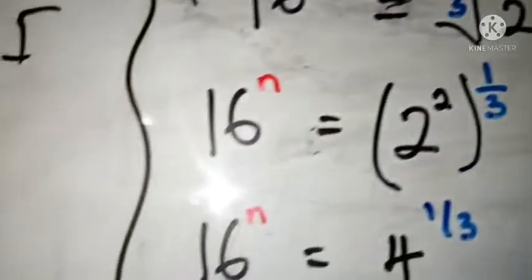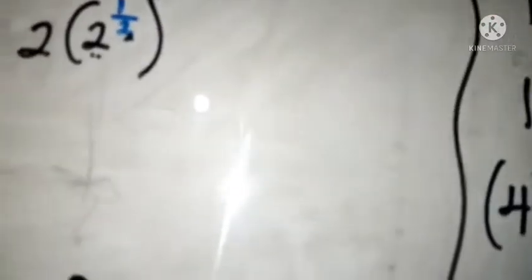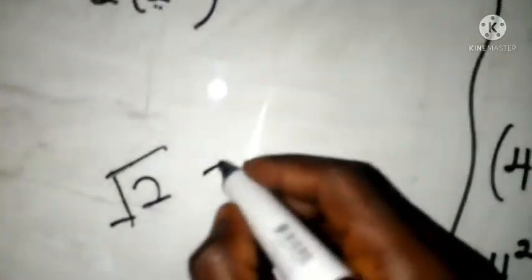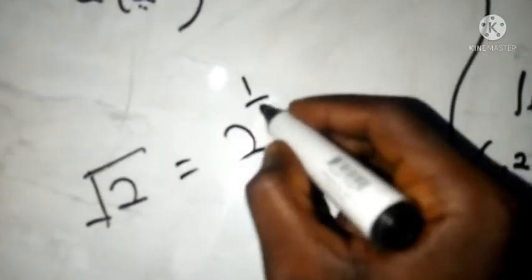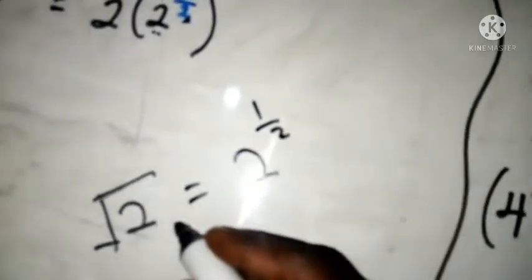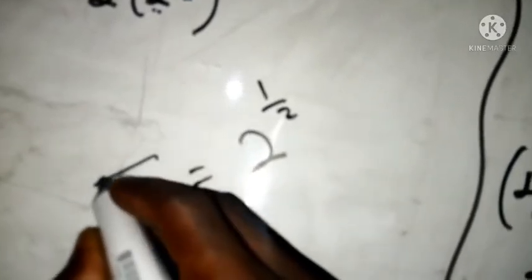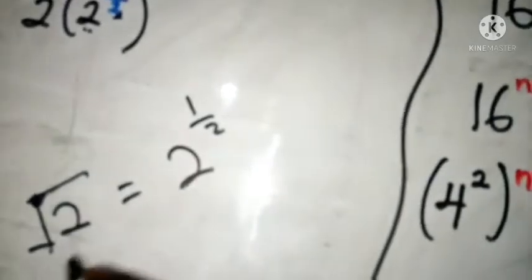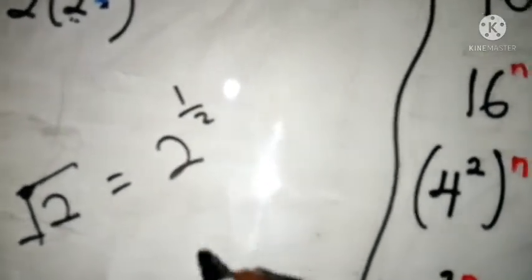Earlier in this video, or maybe in the first question, we saw that the square root of 2 can be equal to 2 raised to the power 1 over 2. So that is one trick. We are just rewriting the square root sign as 1 over 2. You can check these things to see if you get the same answer.